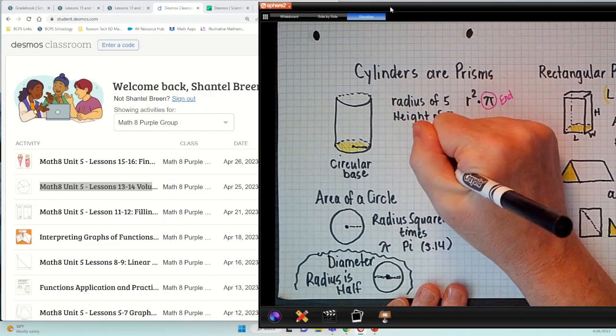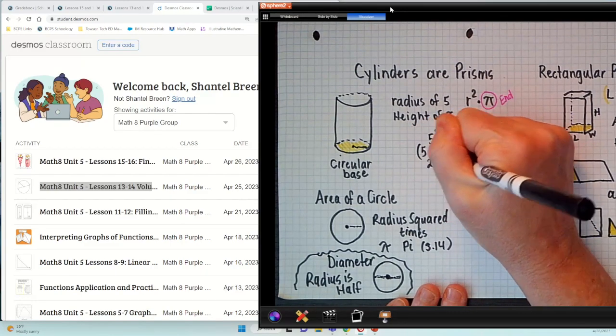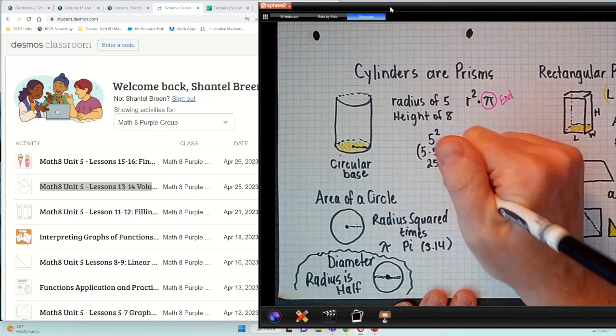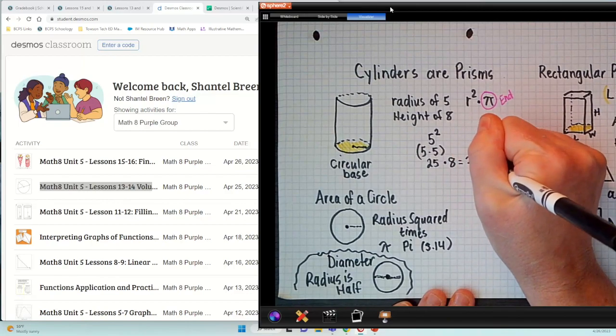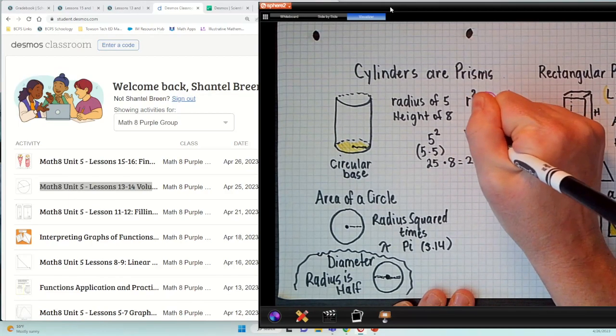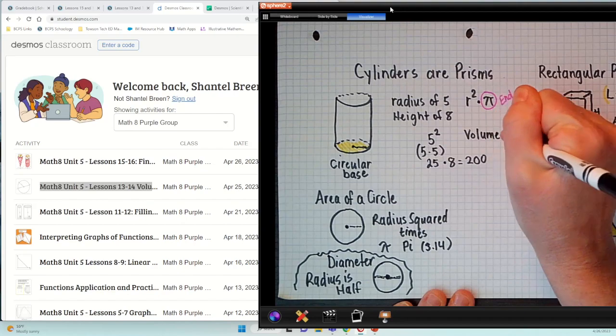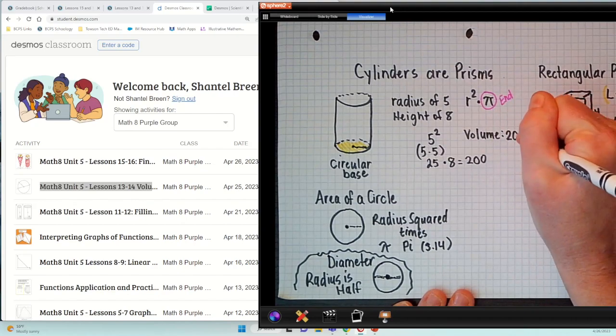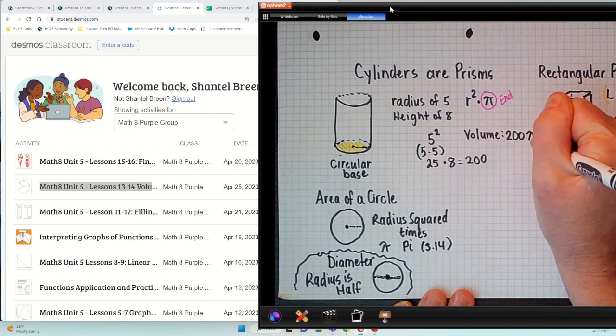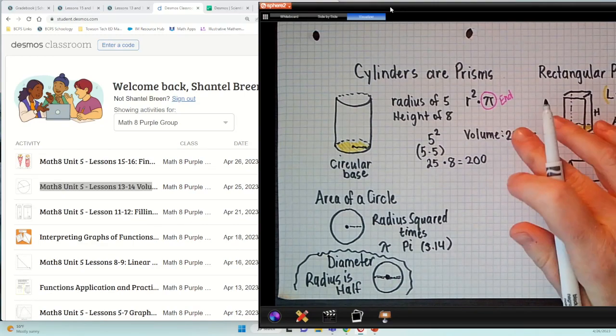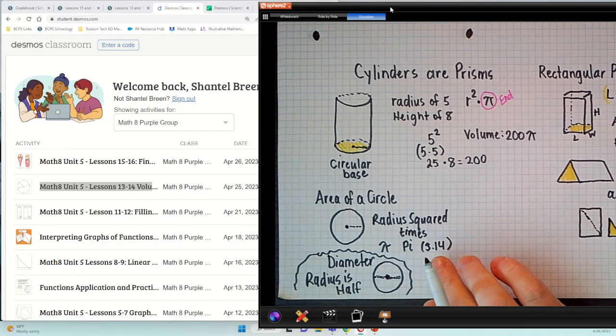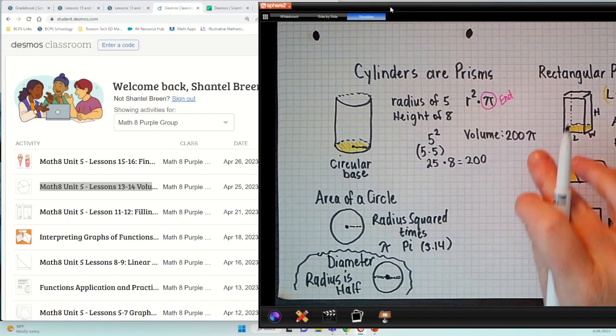So this would be 25 times 8. And that's going to be 200. So my volume can be expressed as 200 pi. And we can leave it like that unless the directions tell us to use 3.14 as pi. Then we're going to multiply it out.